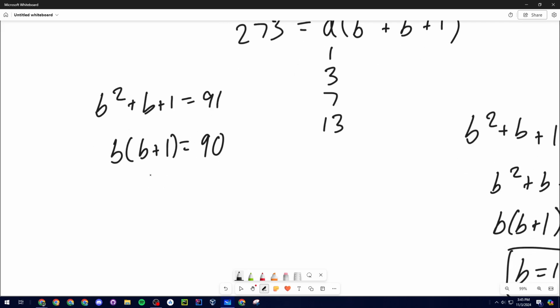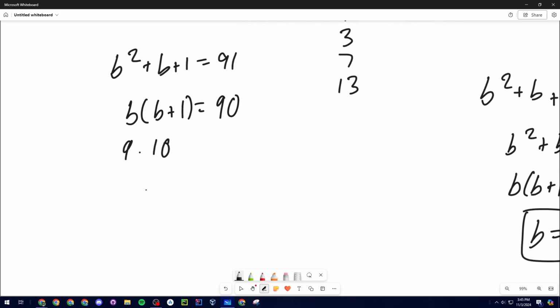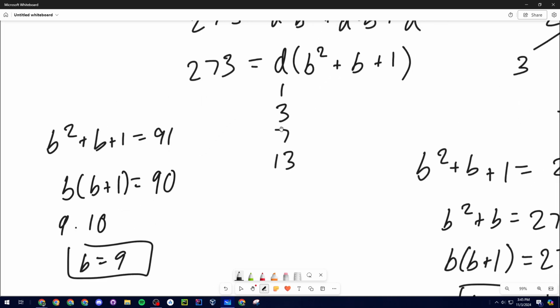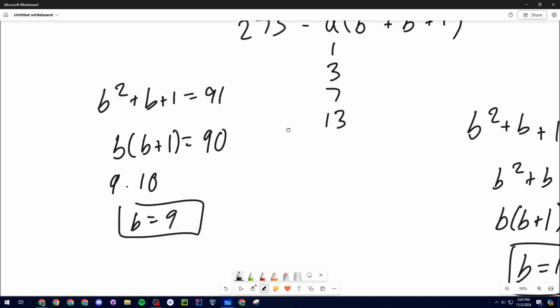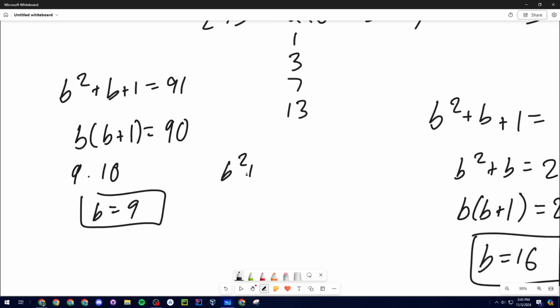This is a lot easier to see that, hey, 9 times 10 works. So b is equal to 9. Okay, cool. Now if d is 7, then b squared plus b plus 1 must equal 39, because 3 times 13. B times b plus 1 is equal to 38.